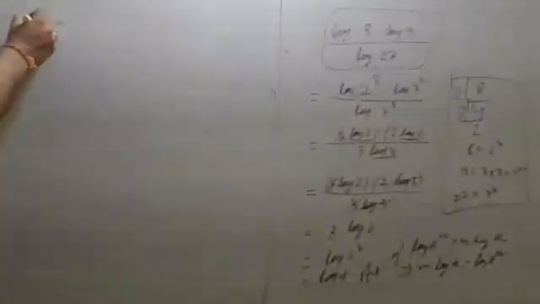Express in terms of log 2 and log 3. Okay. Express in terms of log 2 and log 3. Read the question. Those who don't have this book, write the question in your notebook. Yes. Express log 36 in terms of log 2 and log 3. So first of all, prime factorize it. What are the prime factors of 36?